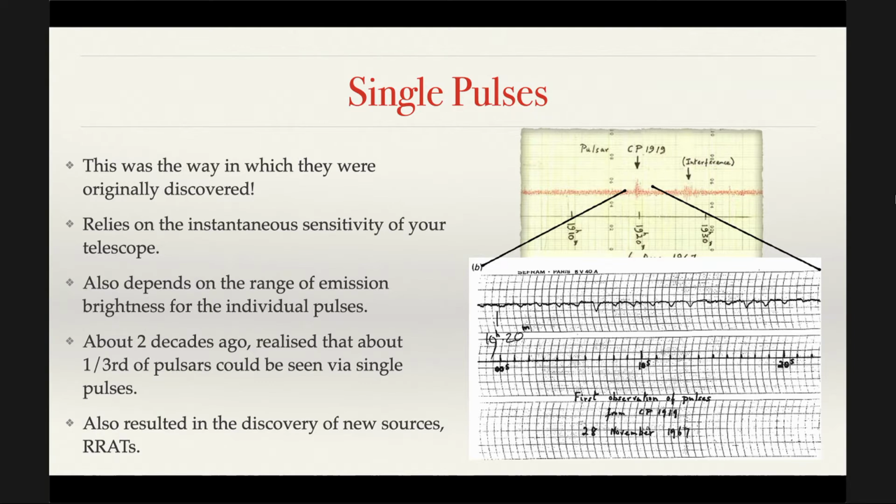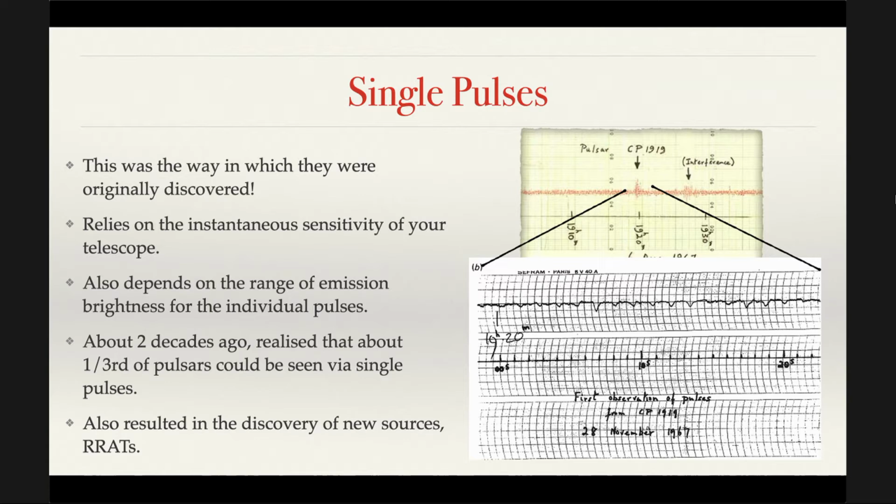How successful a single pulse search will be depends on the range of energies that you can expect from these pulses. So you may have heard a little bit today about giant pulses, for example, which are many thousands of times brighter than the average pulse profile. And if your source gives off giant pulses, then it's a really good way to try and discover it. In fact, about 2 decades ago, some theoretical work was done which recognized that about 1/3 of all of the pulsars that were known at the time could have been discovered via their single pulses. And so it's a viable method to try and find new sources.